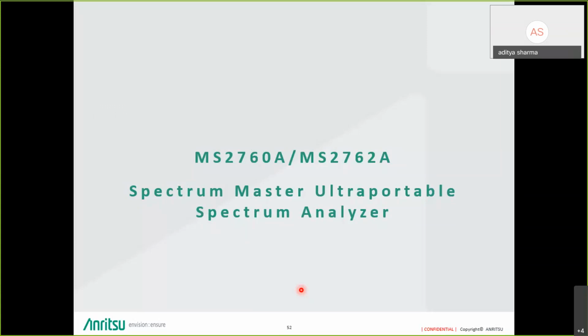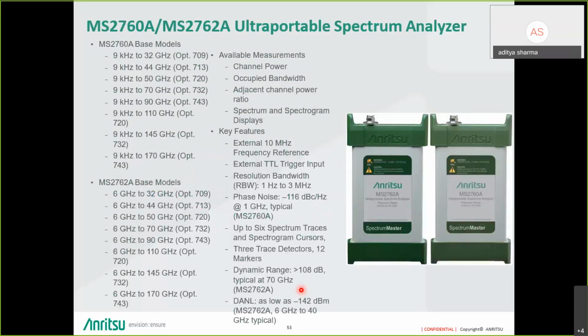Then this is a very interesting product, which is an ultra portable spectrum analyzer. We call it Spectrum Master Ultra Portable Spectrum Analyzer. So it's a very handy product. If you see the size, the form factor is similar to a USB hard drive. However, if you see the specification, it can go up to 170 gigahertz. Yes, that's right. This receiver starts from 9 kilohertz and goes up to 170 gigahertz.